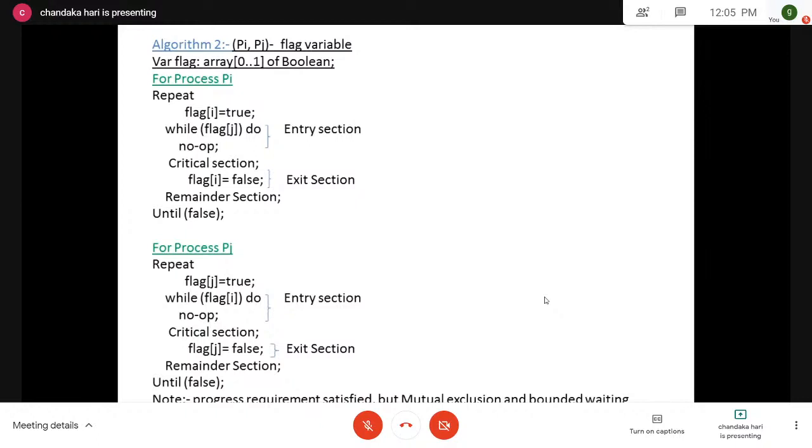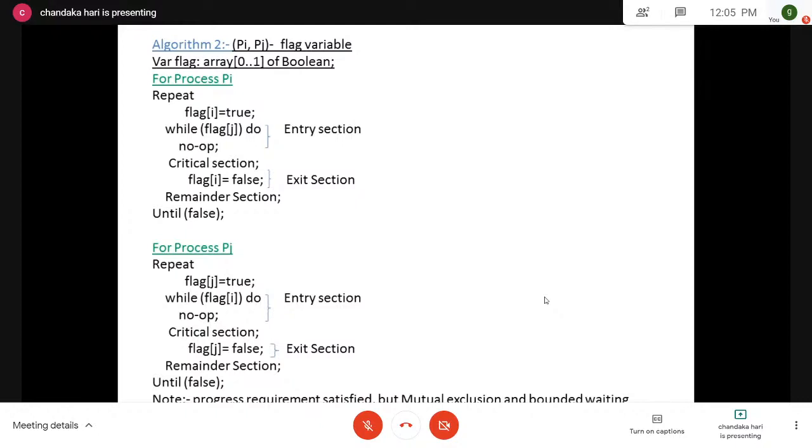Except in one situation. What is it? In case you implement an algorithm like this, it may get stuck in an infinite loop. How? Let's take an example. There are two processes Pi and Pj, both running concurrently. At time T0, flag i is true. At time T1, flag j becomes true. Now at time T2, Pi checks whether flag j is true or not.